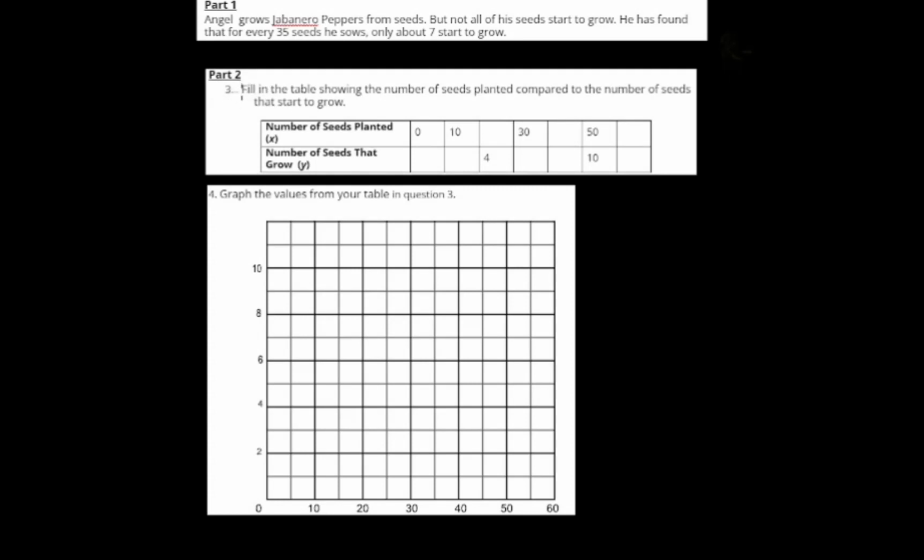Let's go on to number 3. Fill in the table showing the number of seeds planted compared to the number of seeds that started to grow. So we see our X value here is the number of seeds we plant, and then the Y value is going to be the number of seeds that grow.